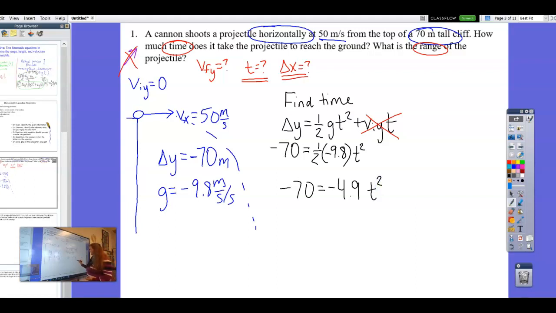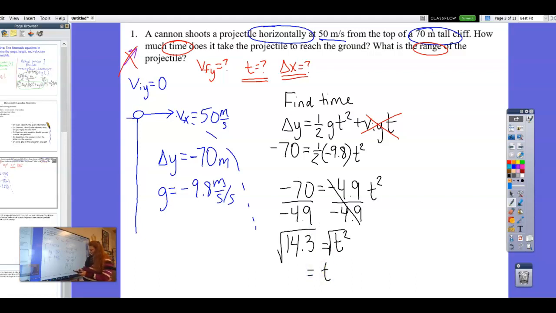My objective is to get t by itself, so I'm going to divide both sides by negative 4.9. And I'm left with t squared equals negative 70 divided by negative 4.9. Let's go ahead and see what that is. Negative 70 divided by negative 4.9 is 14.3. Now I have to get rid of the square, so I take the square root. So t equals the square root of 14.3, and I get roughly 3.8. I need to include units, and the units for time are seconds. So now I've found time.